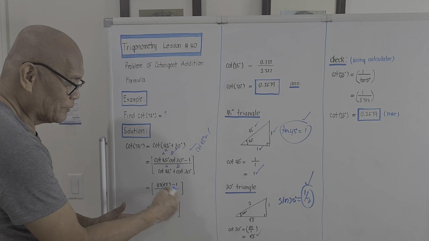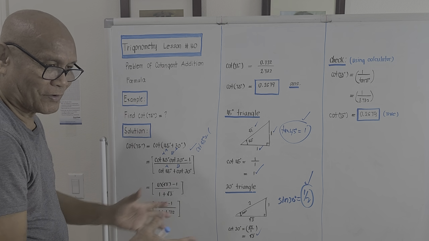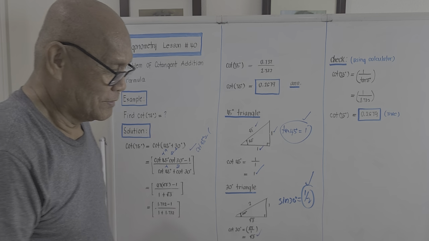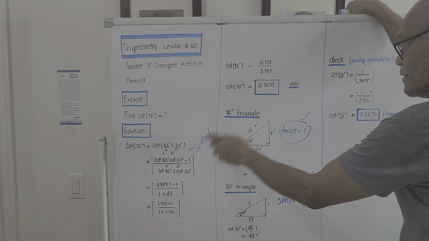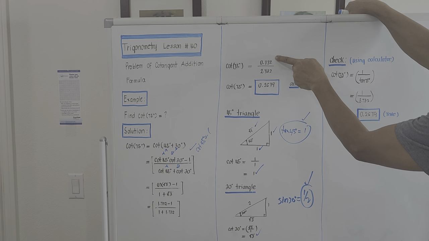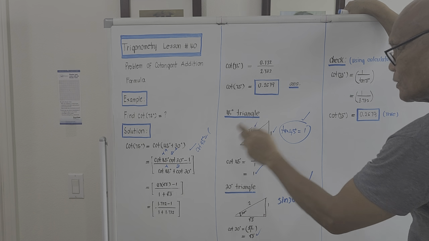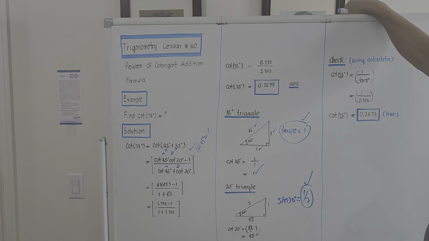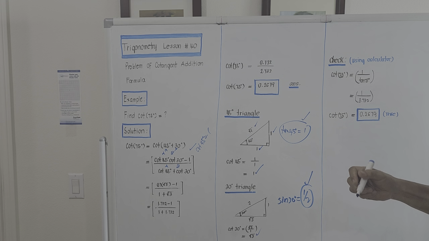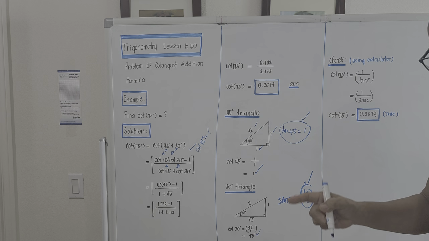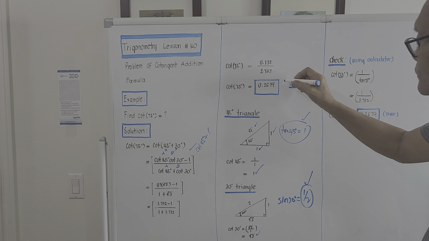Again, the square root of 3 is 1.732. Just perform the algebraic simplification. That's algebra, right? So 1.732 minus 1 will be 0.732. 1.732 plus 1 will be 2.732. And if you try to divide this by using a calculator, the approximate value of cotangent of 75 degrees up to 4 decimal places is 0.2679.